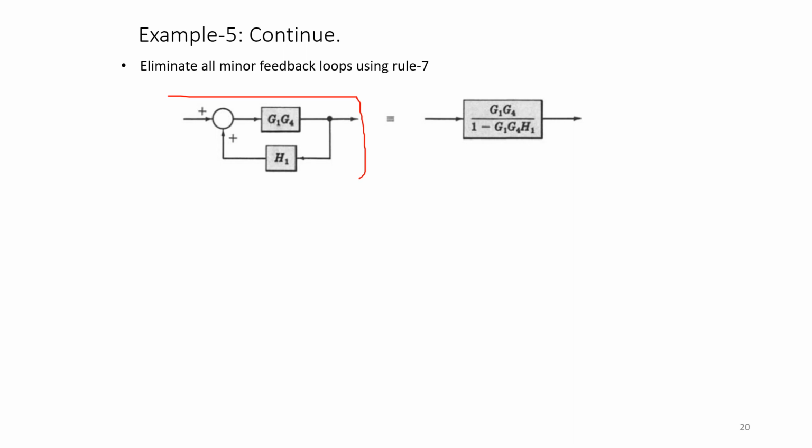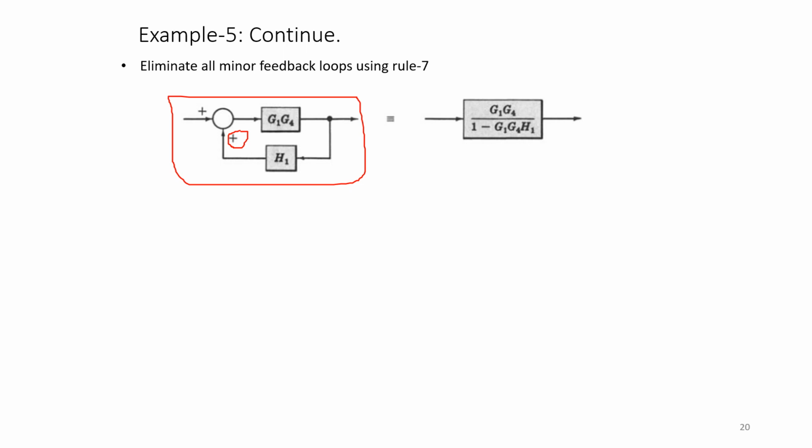You have a feedback loop, the G1, G4, H1. So that can be replaced with G1, G4, 1 minus G1, G4, H1. So since it is a positive feedback here, I'll have a negative sign here. So if you have a negative feedback here, you will have a positive sign here. Just remember that. Because it is a positive feedback, I have a minus sign here.